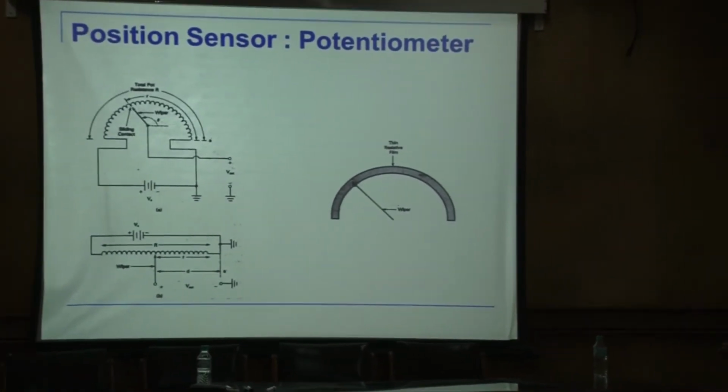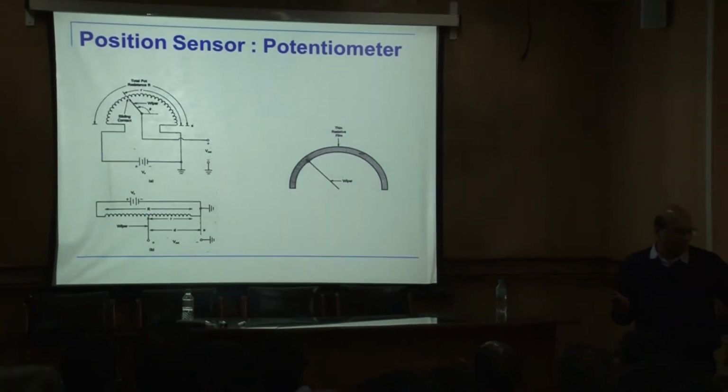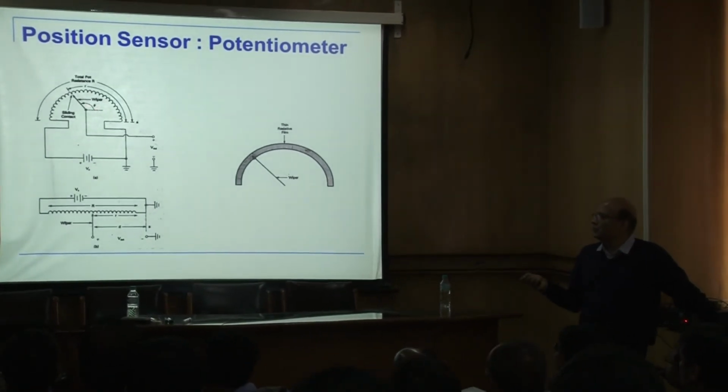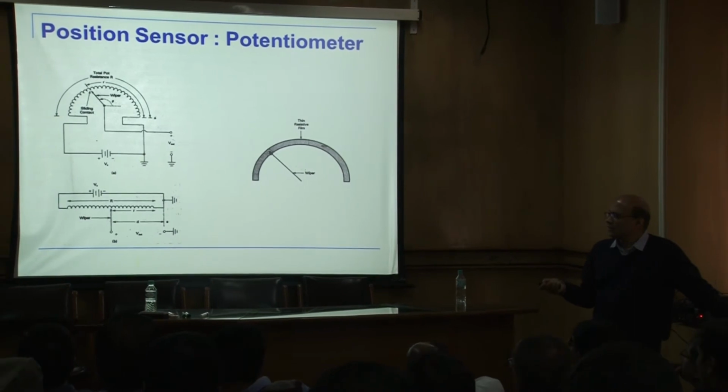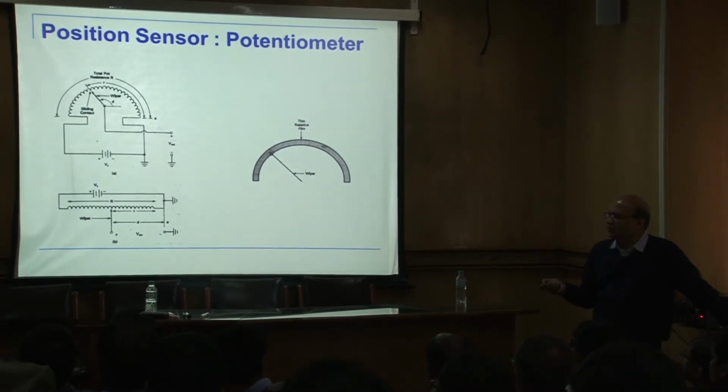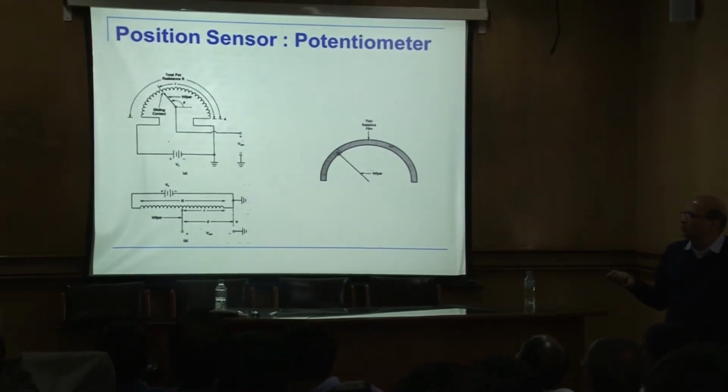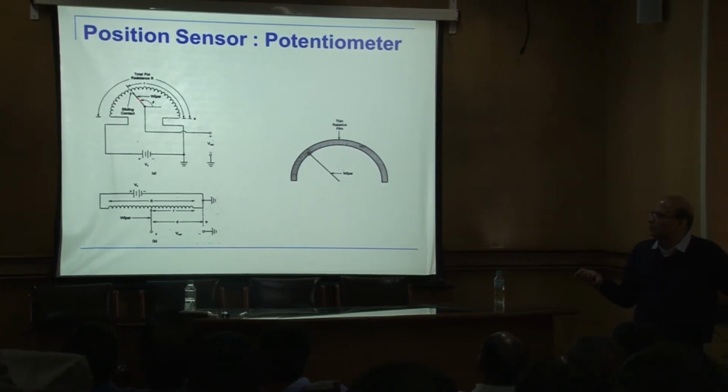You would have all studied in high school. Okay? All of us have studied. So, essentially it works by the principle of difference in resistance. So, the robot joint, if I put a potentiometer there, what we'll do is we'll take the link and fix it onto the wiper. So, when the link rotates, this one will rotate.